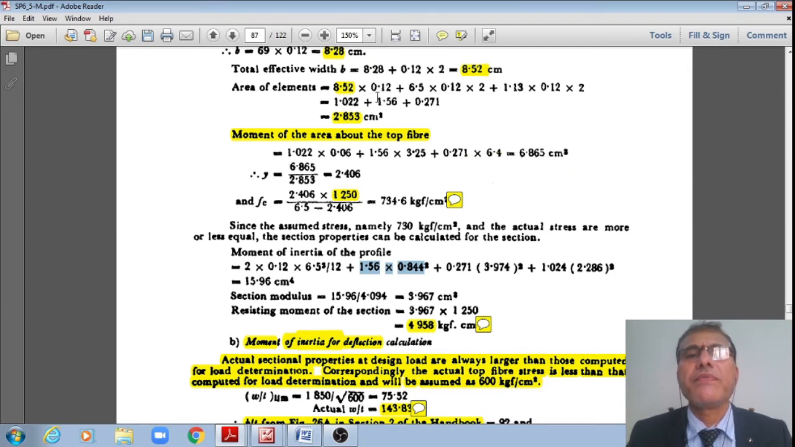From this side, 1.56 is this side, 6.5 multiplied by 0.12 multiplied by this one, right? That multiplied by 0.844, and next one is that of these curves is equal to 0.271 multiplied by 3.974 whole square, and plus 1.024 multiplied by 2.286 whole square, right? Therefore it now works out totally 15.96 centimeter to the power 4.